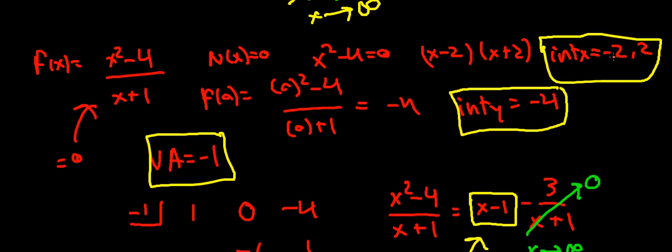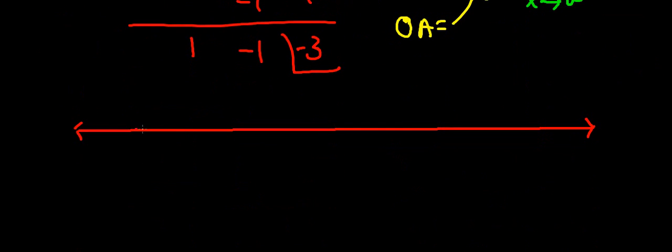So we had intercepts of -2 and 2, and we had a vertical asymptote of -1. So -2, -1, 2, and this is an intercept, and this is a vertical asymptote, and this is an intercept. But what I was going to say is that normally oblique asymptotes are going to be much easier to graph.